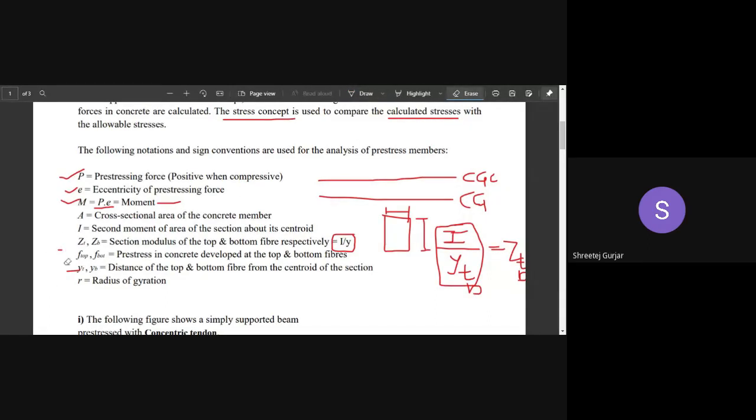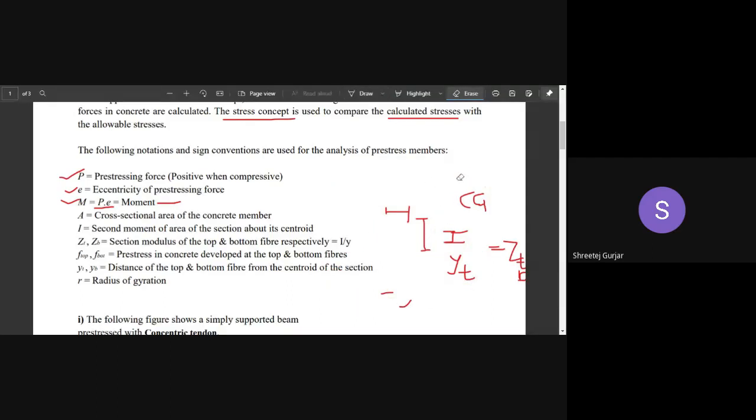You can see it is F top and F bottom. F is usually used for representing stress. Ft is nothing but the stress at your top fiber, and Fb is the stress at your bottom fiber. So the pre-stress in concrete developed at the top fiber and at the bottom fiber, we represent as Ft and Fb, or you can write F top and F bottom. Any of these conventions you can use. So these are a few important notations and sign conventions which we will be using.